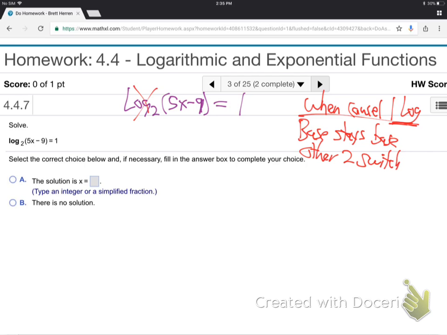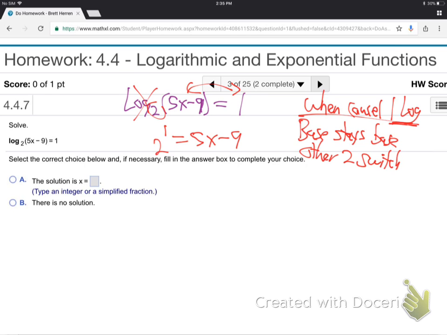So if I cross off this log, which is what I want to do, I want to get the logs out of there. The base stays the base, the other two switch. Who's the base? The base is this 2. And then the other two switch. So instead of 2 to the 5x minus 9, it's 2 to the 1. And the 5x minus 9 goes over there. Remember that kind of thing?